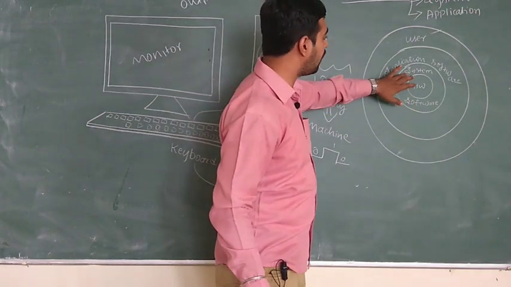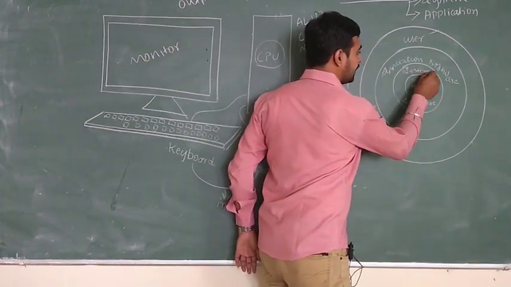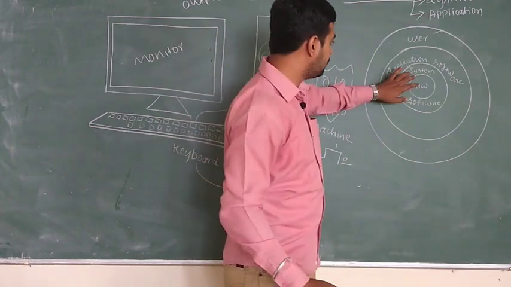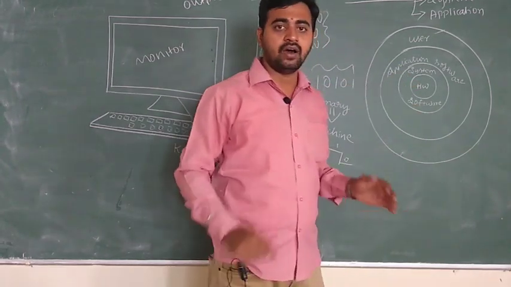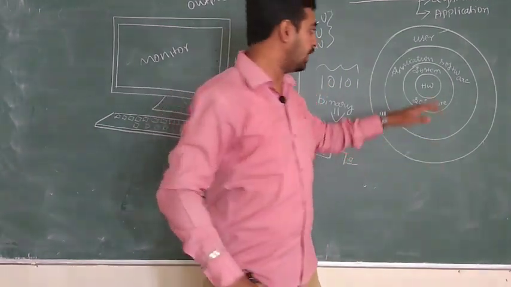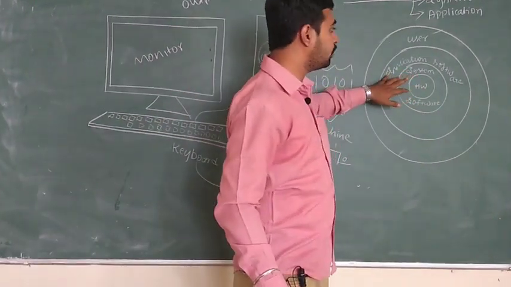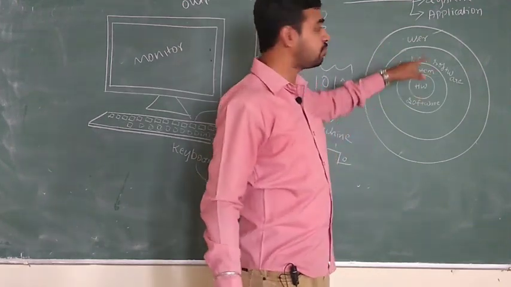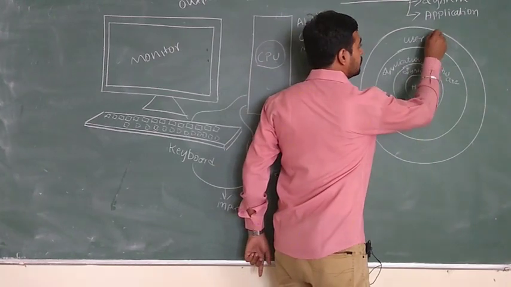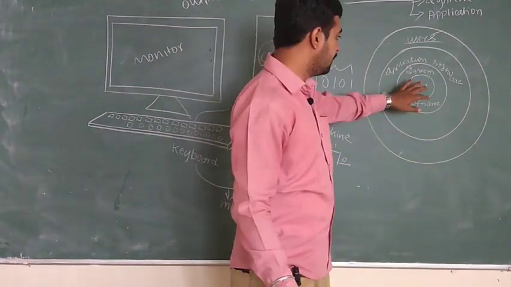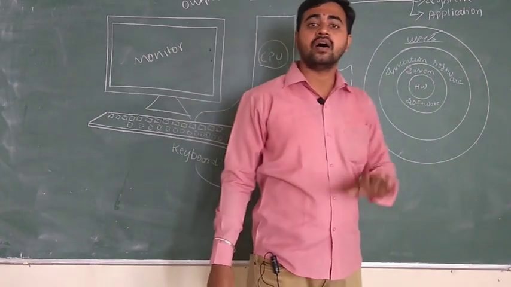So who will support the hardware level? I have just written here. If you cannot see, please zoom in. System software. Hardware is directly connected to whom? System software. Again, system software is connected to whom? Application software. This application software is used by whom? We, the users. So we cannot directly use hardware.